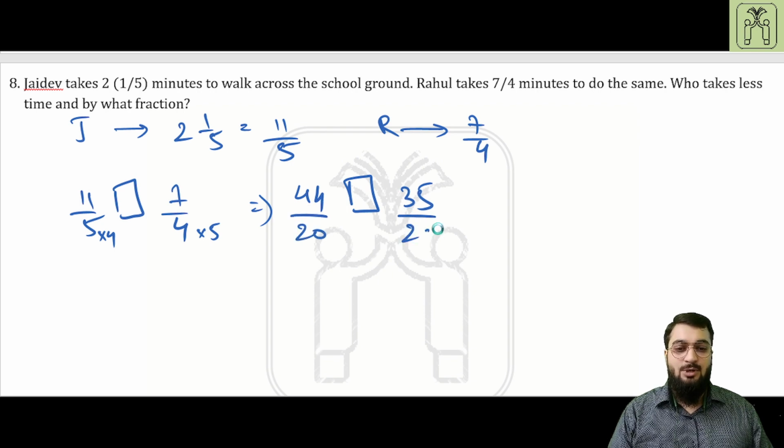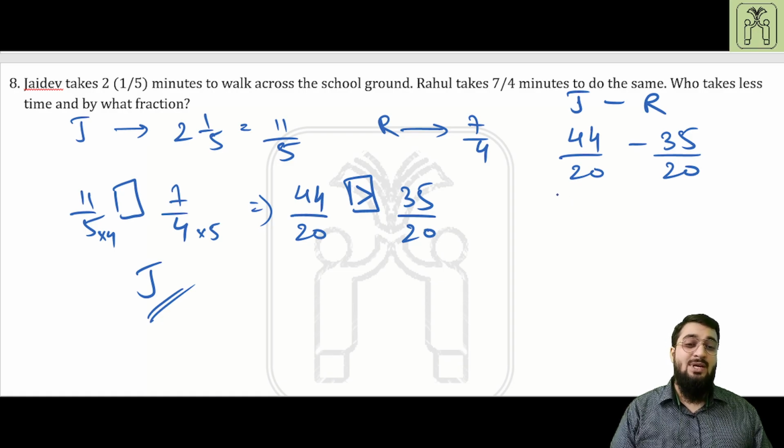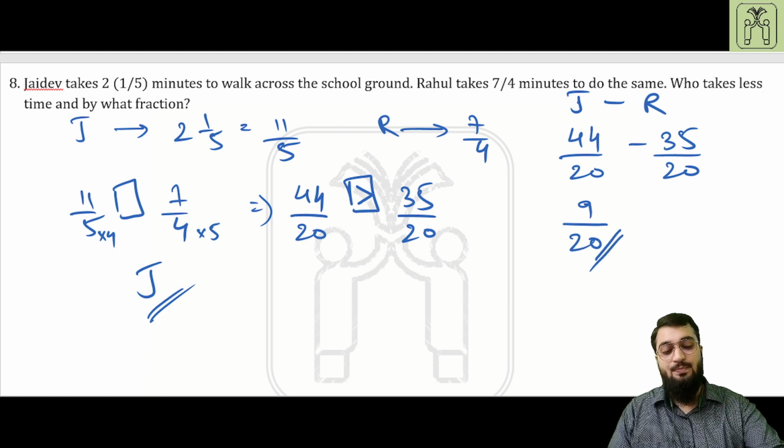So you just need to compare the numerators. Therefore, Jaidev is the bigger one. Okay, now by what fraction? We just have to subtract it. That is 44 upon 20 minus 35 upon 20, or you can write Jaidev minus Rahul. Whoever has the larger fraction will be taken first, so that you do not have a negative sign in the answer. So 44 minus 35 will give you 9 upon 20. The answer is 9 upon 20.